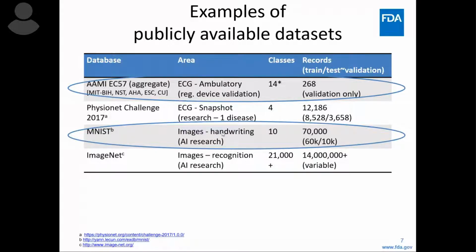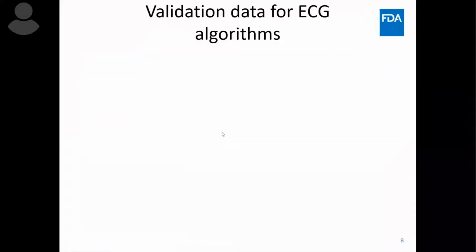A database for handwriting with 10 classes is composed of 70,000 images, and larger, more extended image recognition databases can go into the millions of images. So we see that usually machine learning requires a little bit more data.